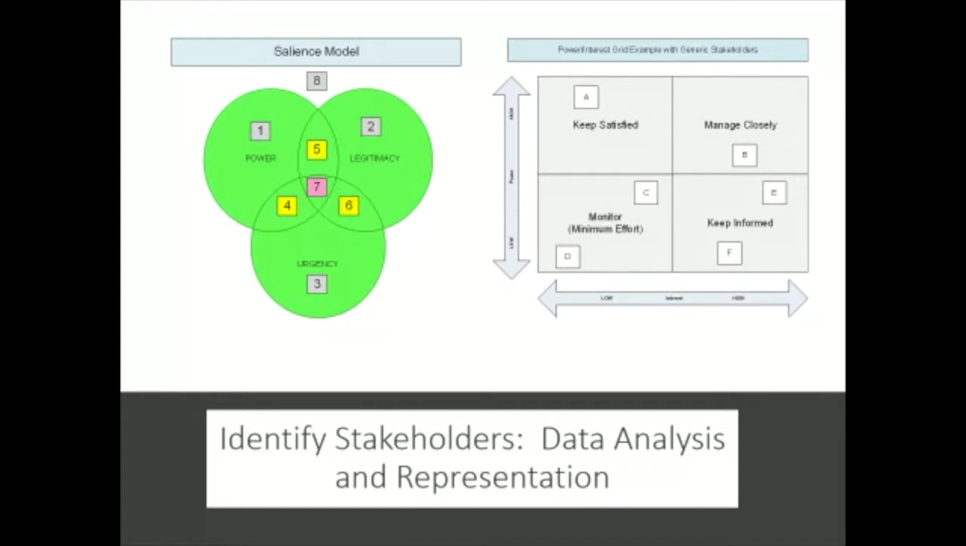Now, you notice that we have numbers 1, 2, and 3. Well, maybe some people have power, but none of the other 2, legitimacy and none of the other 2, and urgency and none of the other 2. Well, you manage them a little bit more aggressively, but not much. Now, you'll notice we have 3 yellow numbers. These are individuals who have 2 of the 3 characteristics. You want to spend a little bit more time with them.